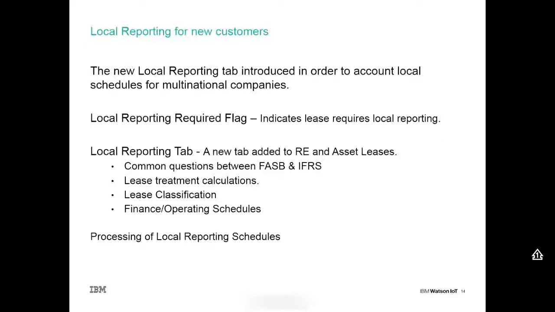To do this functionality, we introduced a new field, which is local reporting required. It's a Boolean field in the accounting tab. The minute you click on that, a new tab will appear next to the accounting tab, called local reporting. Under local reporting, you have questions and common questions. Whatever the common questions from the accounting tab will be automatically moved to the local reporting tab also.